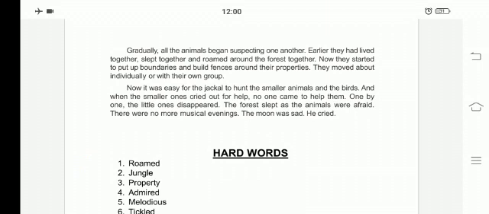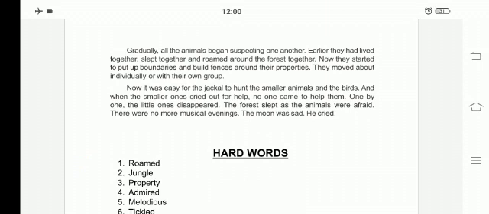Before, they used to live together and sleep together and also roam around the forest together. But now the jackal poisoned the minds of all the animals, so they started suspecting one another. Now they started to put up boundaries, means a real or imagined line that marks the limit of something and divides it from other places or things, and build fences around their properties.